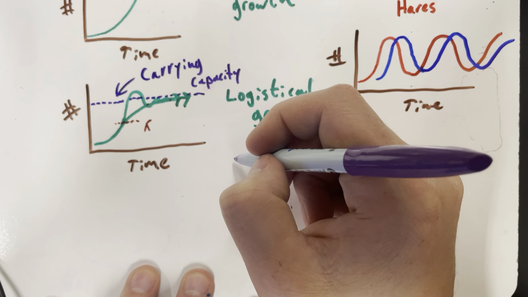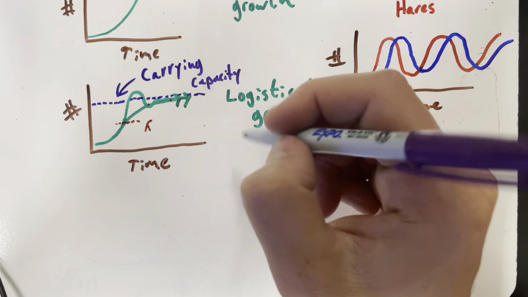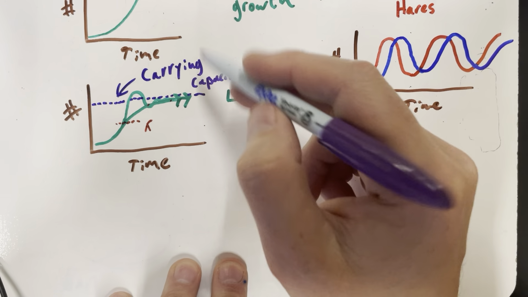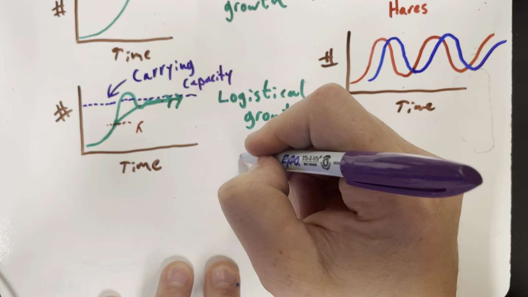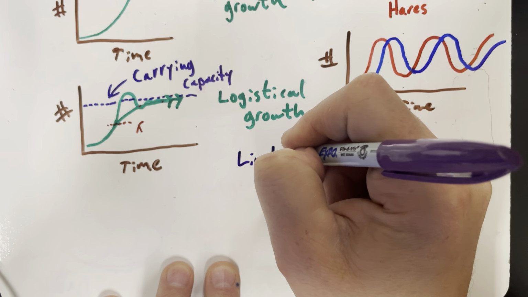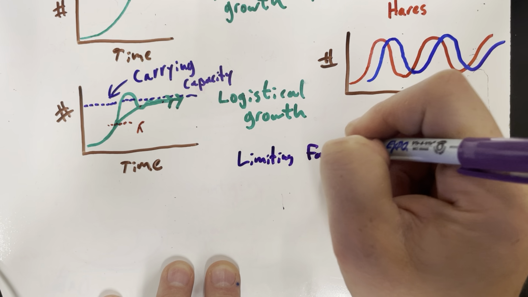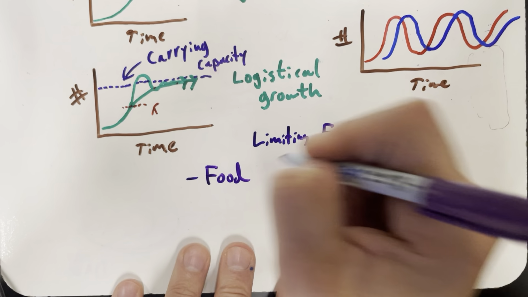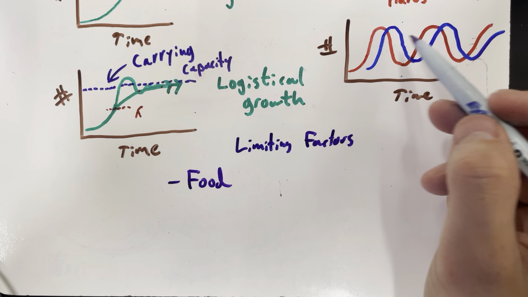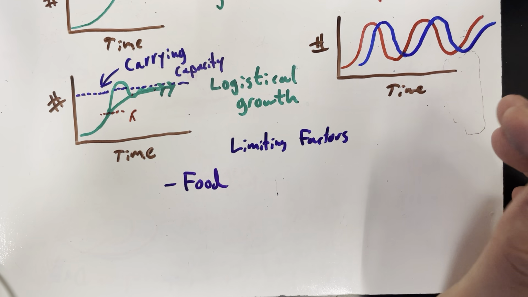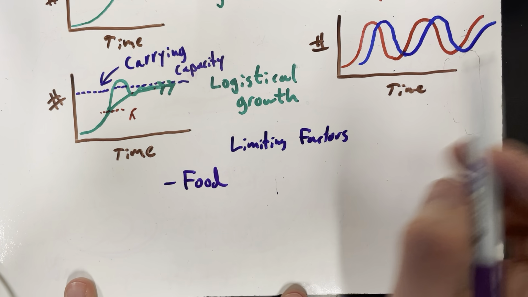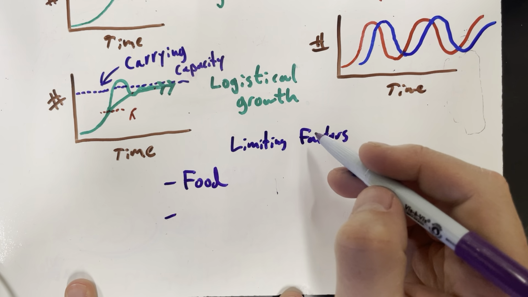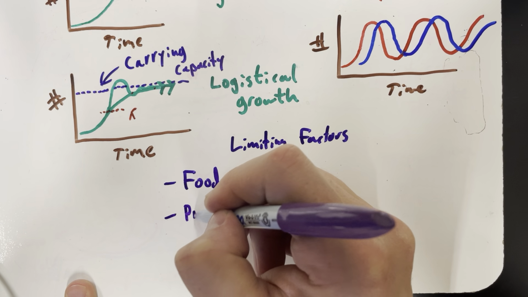What are some of the limiting factors for a population size? Food. Space. Food. Wait, what type of growth is the hare in this graph? I don't know, cyclical growth. We don't have a label for it. Predators. Yeah, so food, predators.